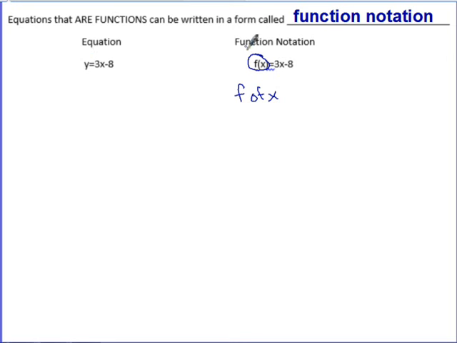It says that this is a function of x. If I write it like this, it means that the equation is a function. If I write it like this, I'm not sure whether or not it's a function. So f of x, that's how we read that, and it's the same as y. So don't get confused if you see that. It doesn't mean you have to multiply f times x. It's just a different way of writing y.